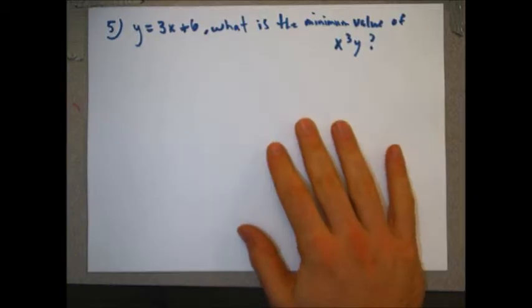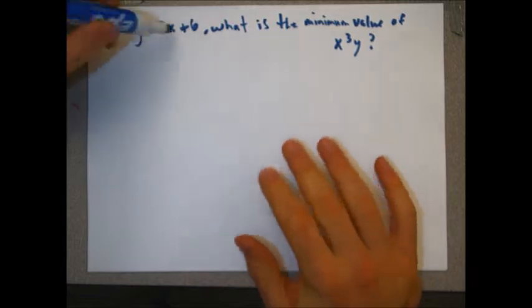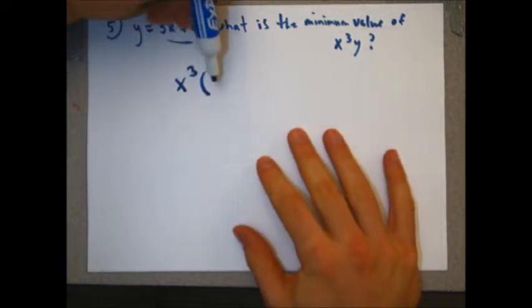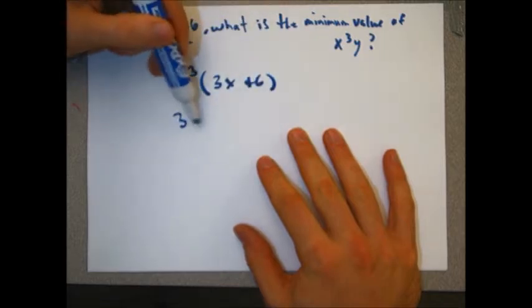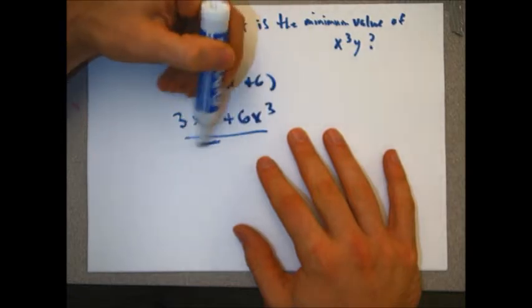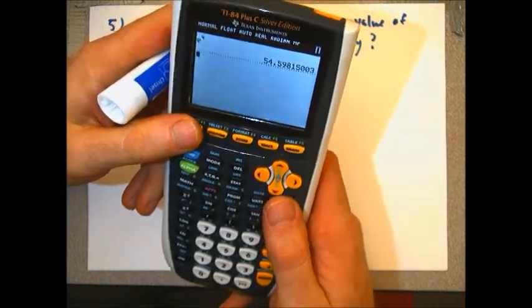For number 5, it says y is equal to 3x plus 6. What is the minimum value of x to the third y? Y is equal to this. I'm going to plug it in. So I have x to the third times 3x plus 6, giving me 3x to the fourth plus 6x to the third. So I can just look at this in the graphing calculator, and it wants to know where it is at a minimum.